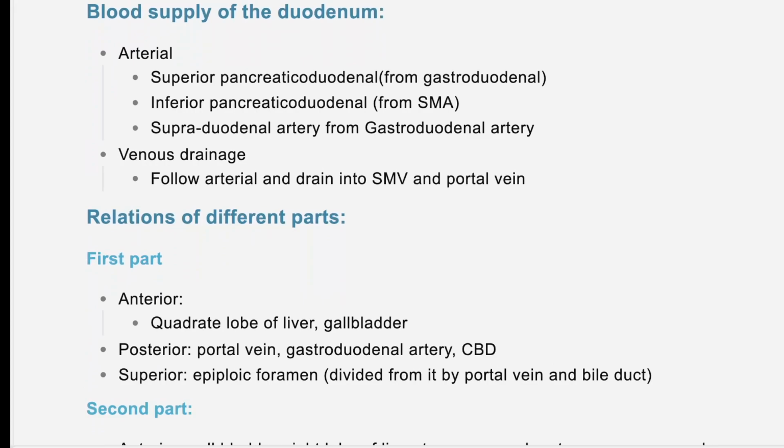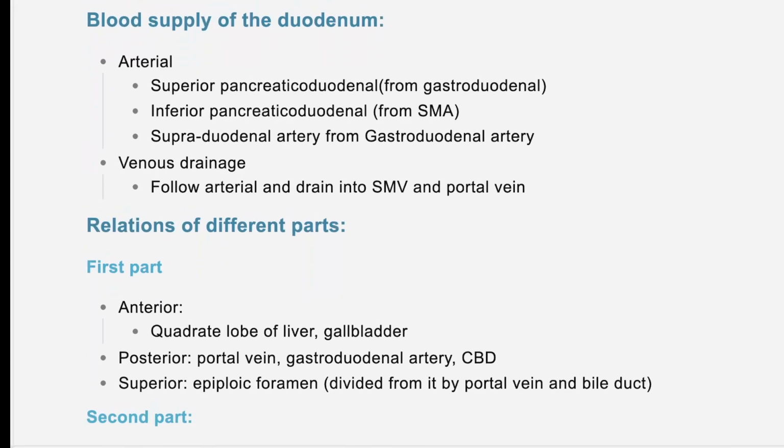The second part is related medially to the head of the pancreas. Laterally it is related to the ascending colon and the hepatic flexure of the colon as well. And posteriorly, the right kidney, of course, and also the right psoas major muscle as well. And that's posterior. Anterior will be related to the transverse colon and the coils of the mesentery, the coils of ileum and jejunum as well.